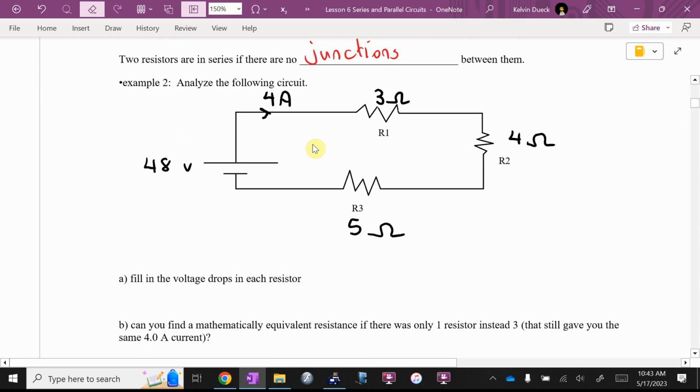Example 2 says, analyze the following circuit. A says, fill in the voltage drops in each resistor. And then B says, can you find a mathematically equivalent resistance if there was only one resistor instead of three that gave you the same current? Well, let's label downhill. I always start with trying to find total current.